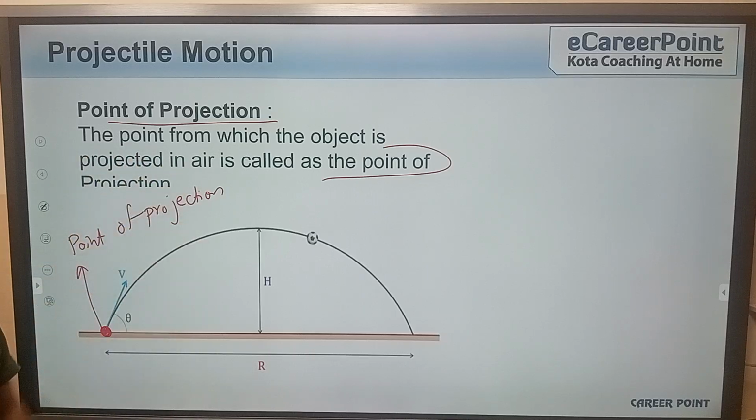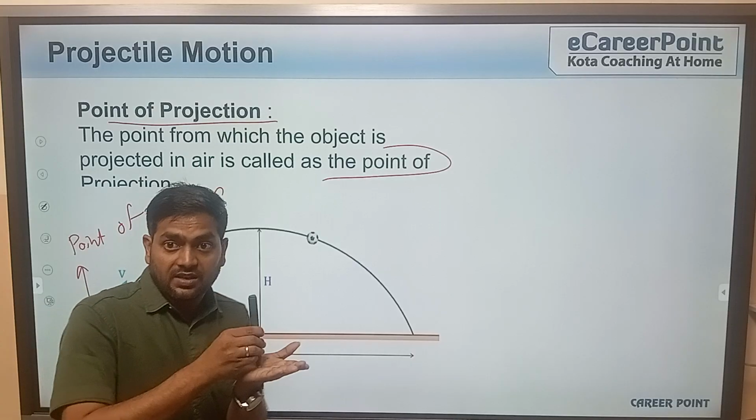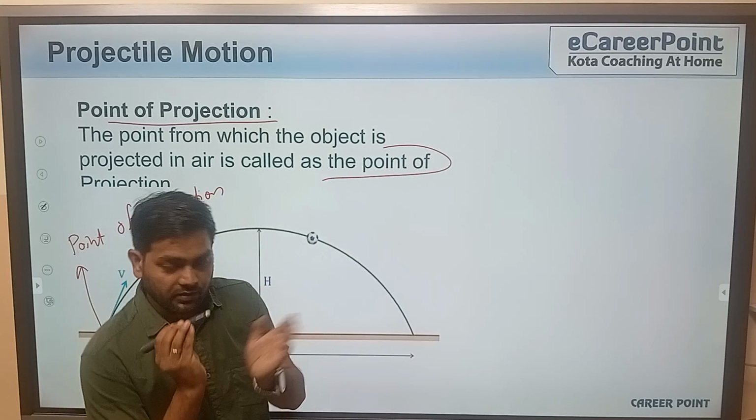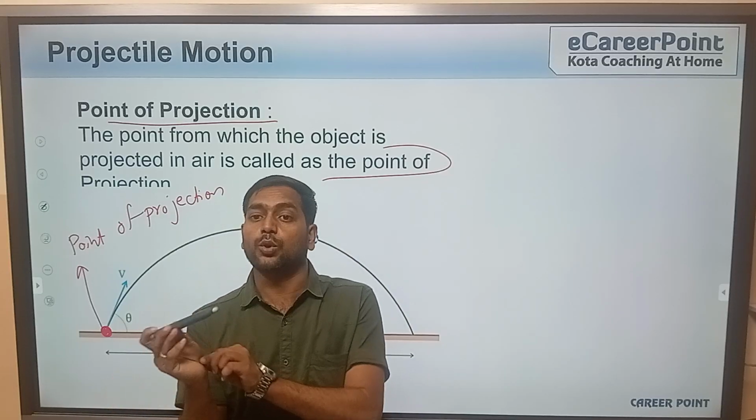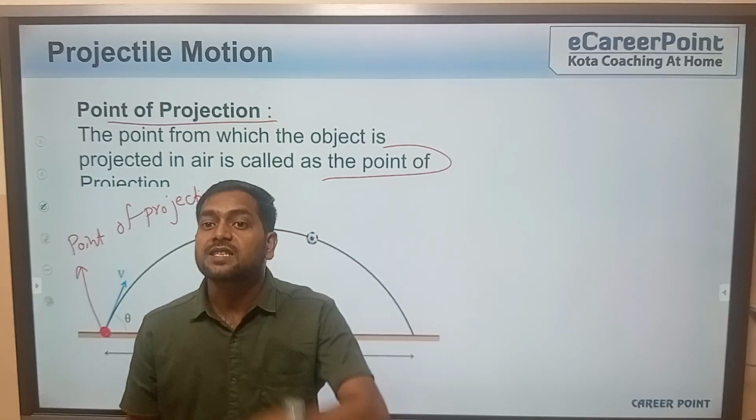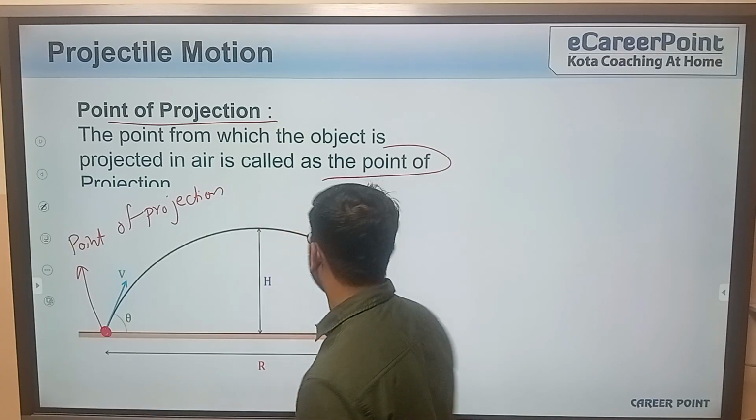That means the point from where an object is projected in air is called the point of projection. So here we are throwing this object. From where we are throwing this body is to be taken as our point of projection. Okay, next.